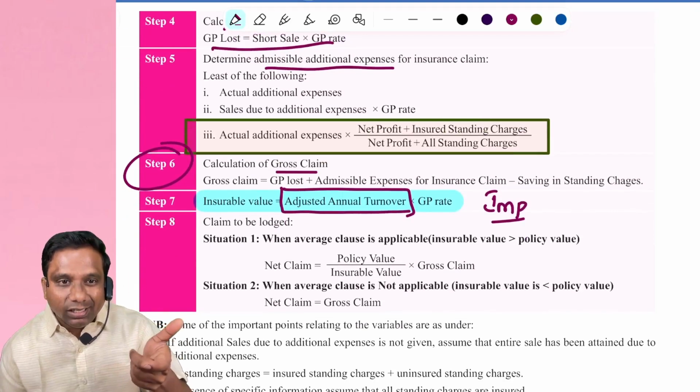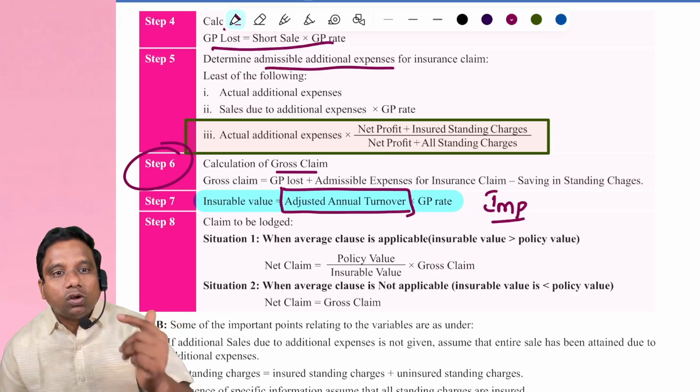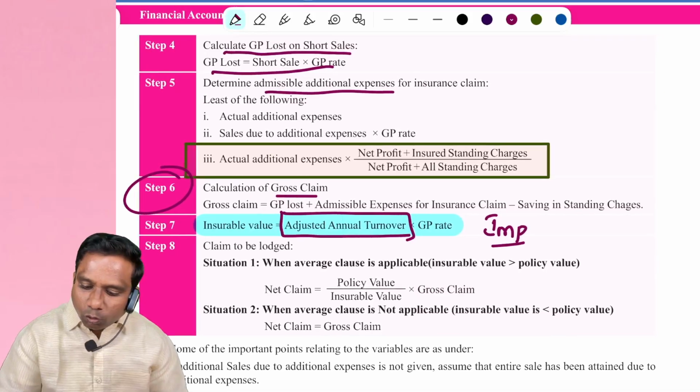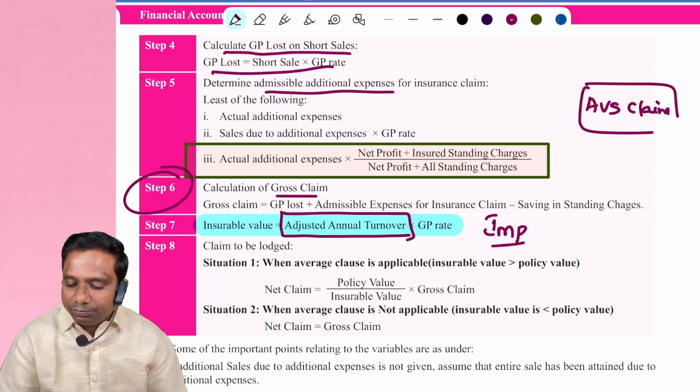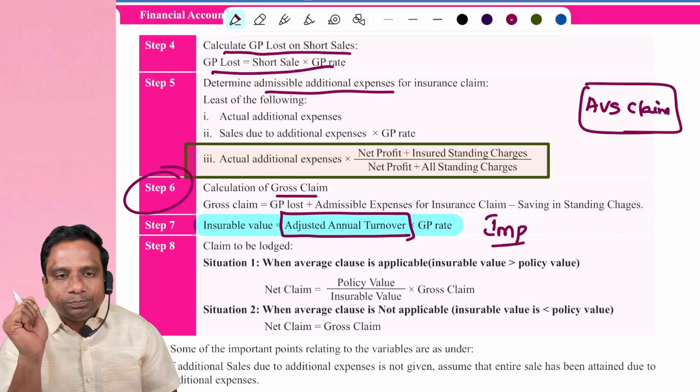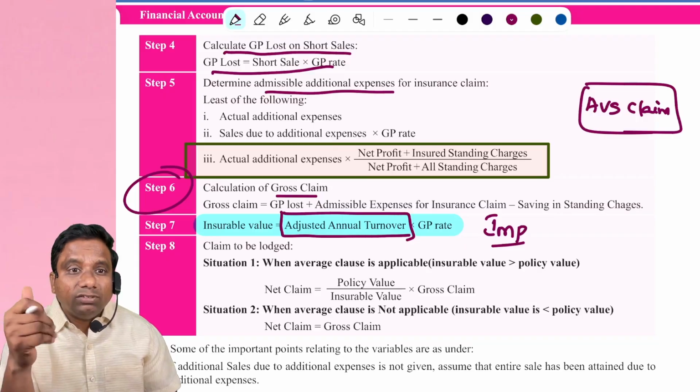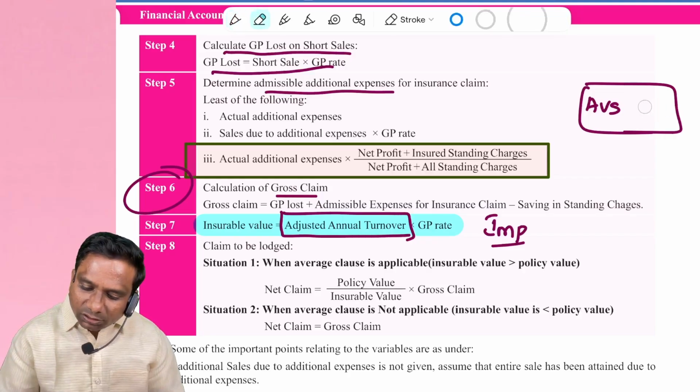Now we are checking whether average clause is applicable or not. Now we are going to check whether average clause is applicable or not. In case of insurance loss of stock, now we have seen whether average clause is applicable or not.